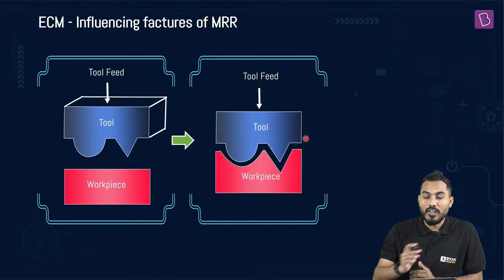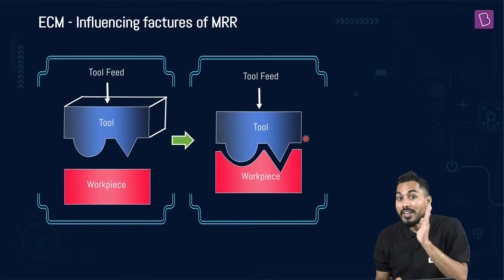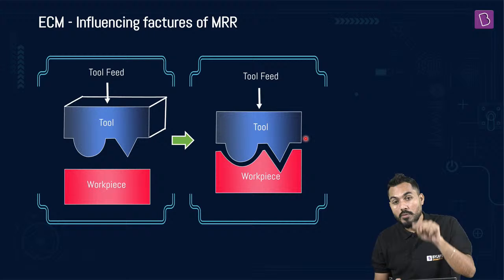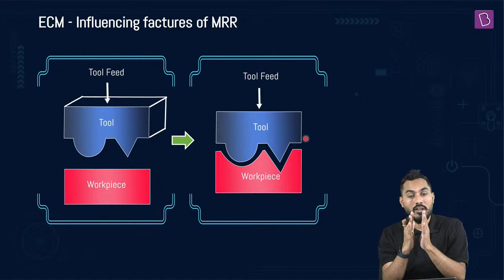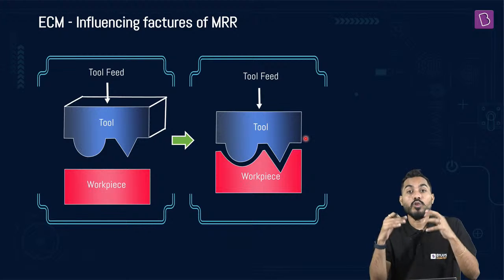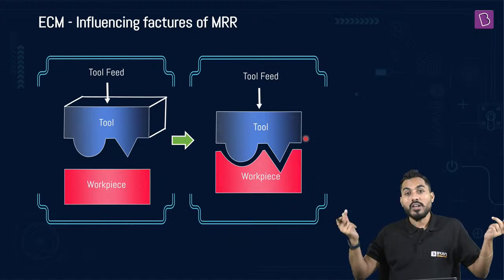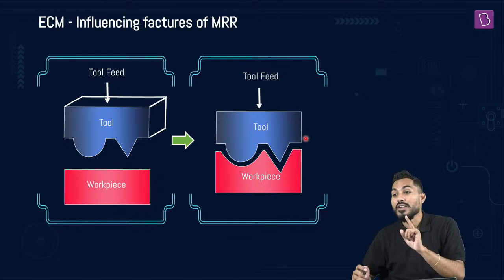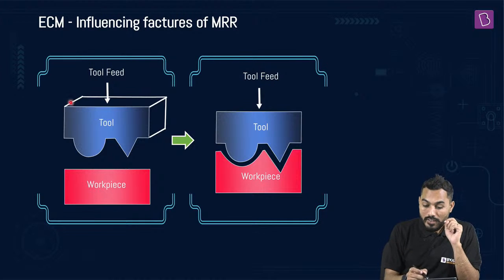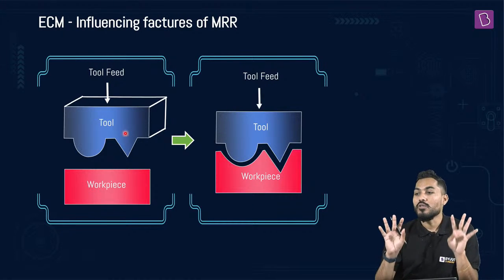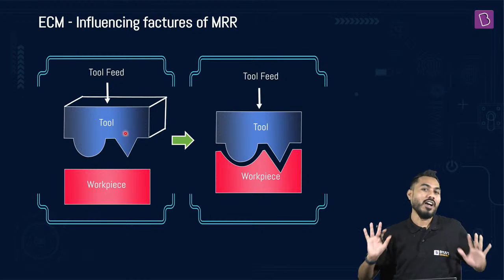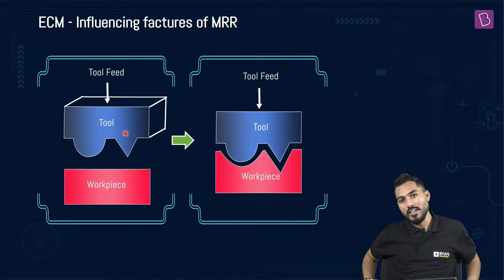How? It is in front of you, because material removal rate is inversely proportional to the distance between the tool and the workpiece. If the distance is less, material removal rate is higher. If the distance is greater, material removal rate will be less. So MRR is inversely proportional to the distance between tool and workpiece. So this is what are called the 4 influencing factors of my MRR. Is it understood, everybody? Yes.